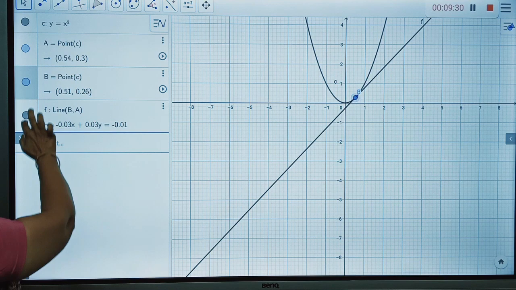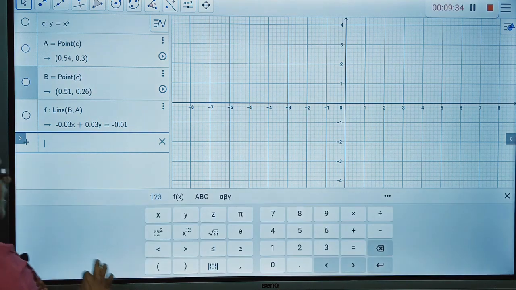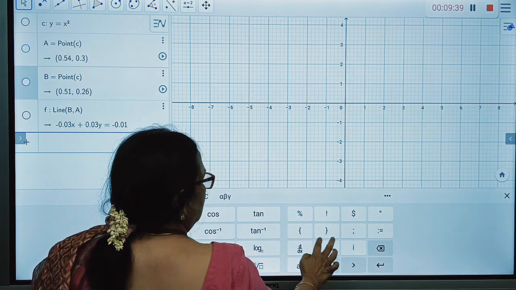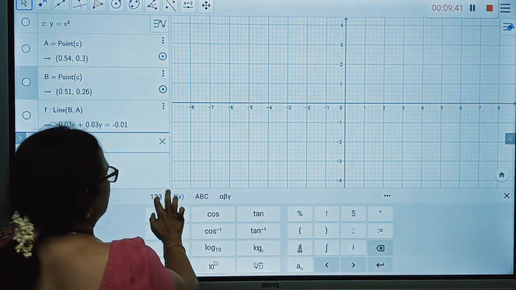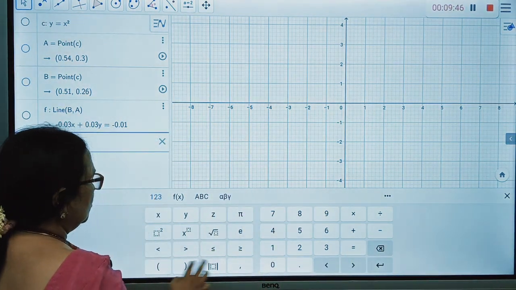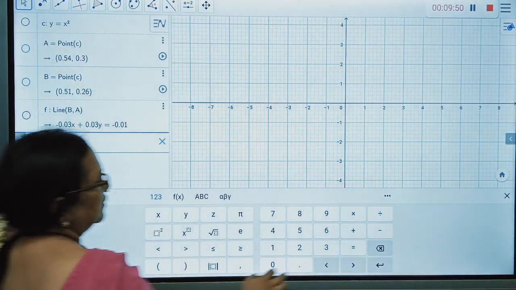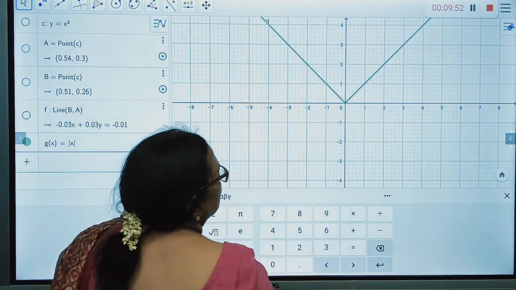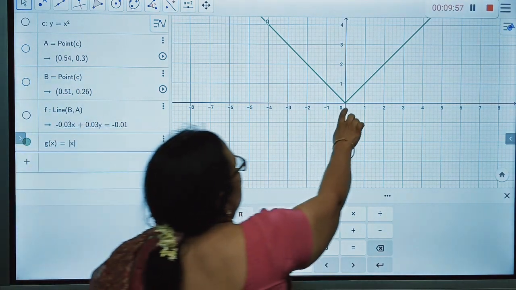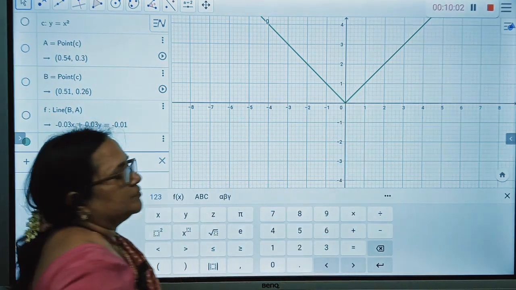Now what I am going to do, I am going to draw f of x equal to mod x. So this is the graph of y equal to mod x. Now if you look at x equal to 0, what do you observe? There is a sharp turn.